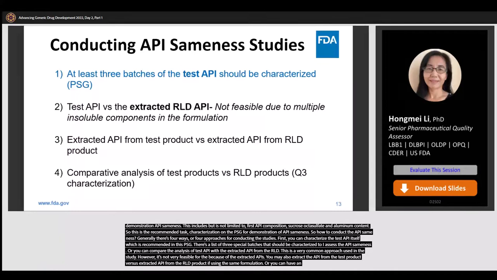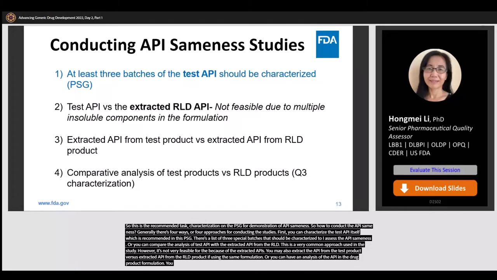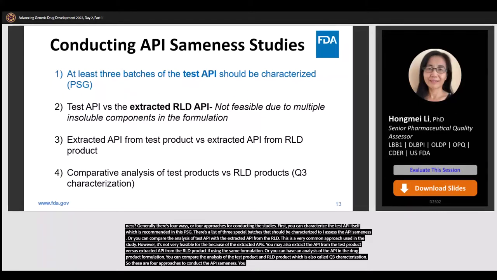Or you can just do analysis of the API in the drug product formulation, a comparative analysis of the test product and the reference product, which is also called Q3 characterization. So these are four approaches to conduct API sameness. You can use one, or you can combine two or three methods to conduct API sameness. In this PSG for sucralfate, methods 1 and 4 are both listed.